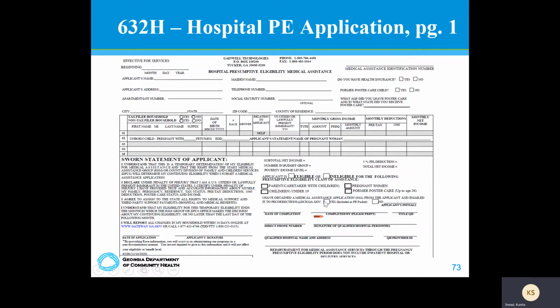And then down here, this is where you ask if they want to apply for full Medicaid. If they say yes, then you're going to check this box.